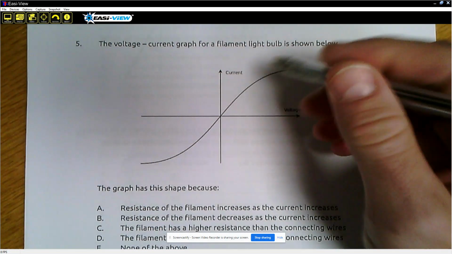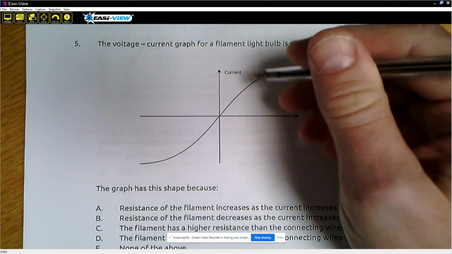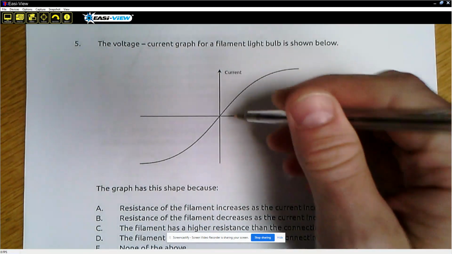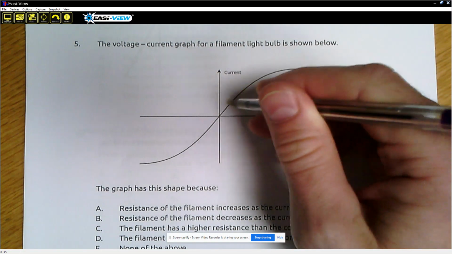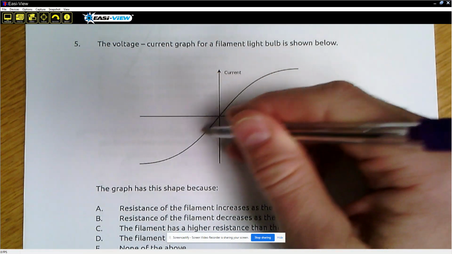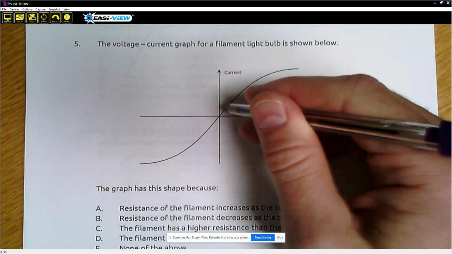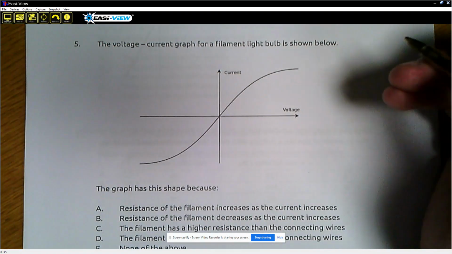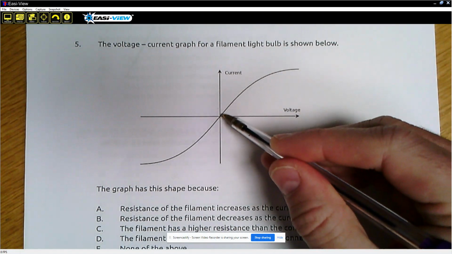So we've got current against voltage, and what we can see here is that for a certain amount of increase in voltage, we get the same increase in current. So to begin with, at these lower values for voltage and lower values for current, they look more or less proportional, and we'd say that is obeying Ohm's law. And that's because the temperature isn't changing.